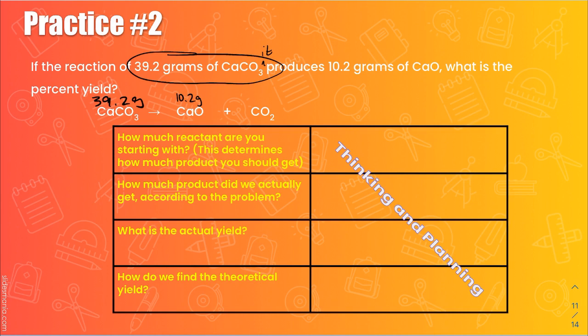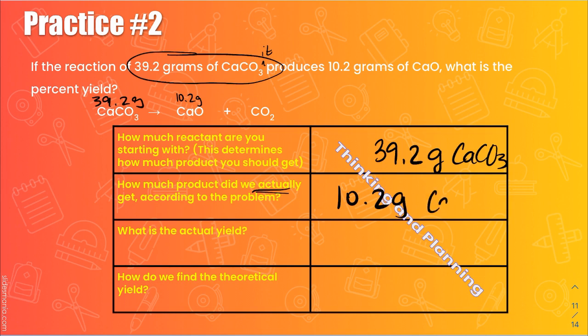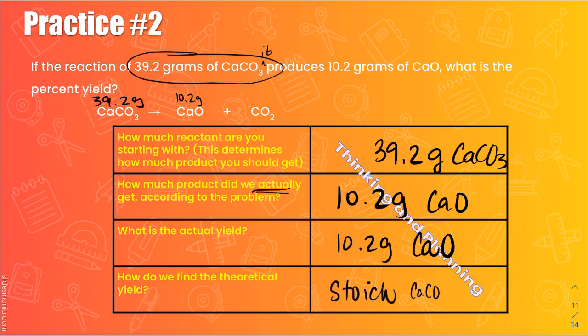All right, so first up, what reactant are we starting with? We are starting with 39.2 grams of CaCO3. How much product did we actually get? According to the problem, we got 10.2 grams of CaO. So what is the actual yield? That was the 10.2 grams of CaO. How will we find the theoretical yield? We will do stoichiometry from CaCO3 all the way to CaO.